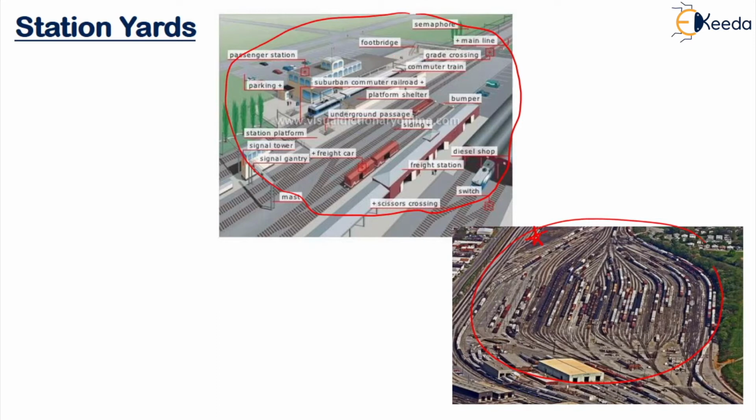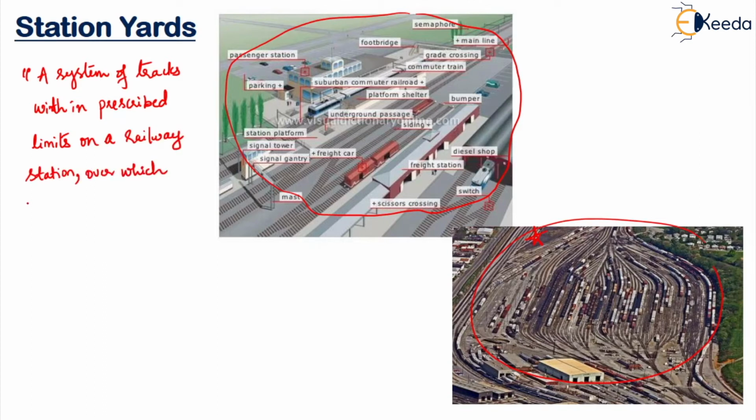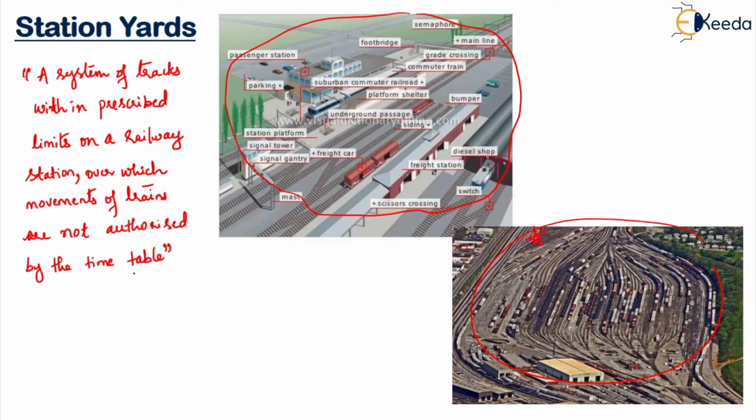So what exactly is the definition of the station yard? It's a system of tracks within prescribed limits on a railway station over which movement of trains is not authorized by the timetable. So there is no timetable for the movement of trains onto different tracks. Without any timetable, whenever there is a requirement, you can move them from one place to another. So that entire prescribed region will come under your station yard.